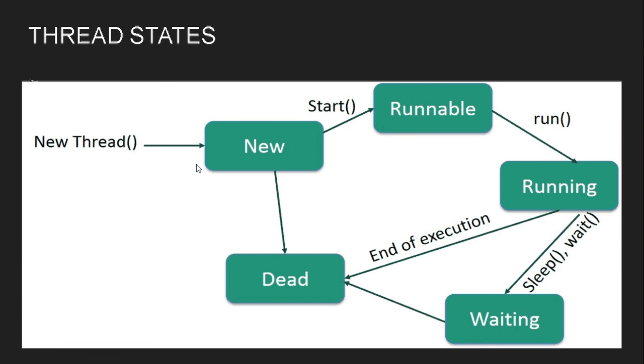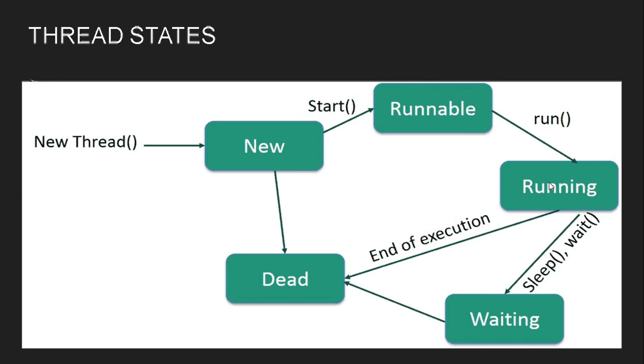So these are the states of a particular thread. First of all, whenever we create a new thread, it is going to go into the new state. Then, when I start running that particular thread, it is going to go to the ready state first, and as soon as the CPU is ready to execute it, it will go into the running state.